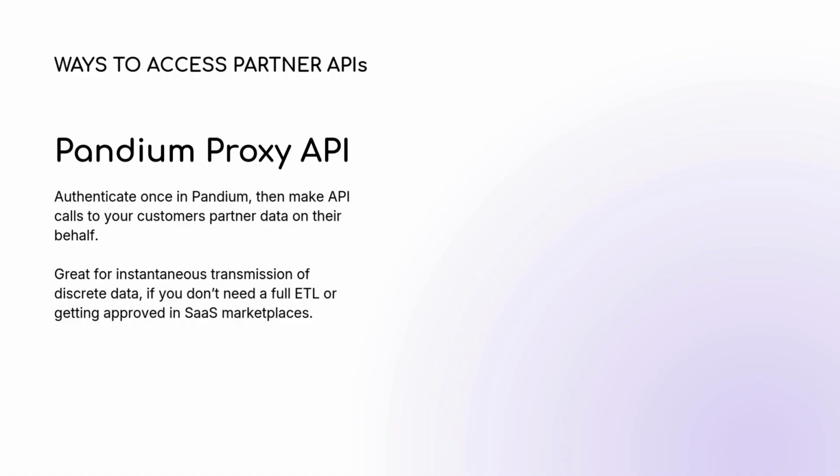With the Pandium Proxy API, your customers only need to authenticate once in Pandium, after which you can make API calls to their partner data on their behalf. Pandium manages all the secret storage and authentication struggles, and you simply call the API when needed using secure variables.